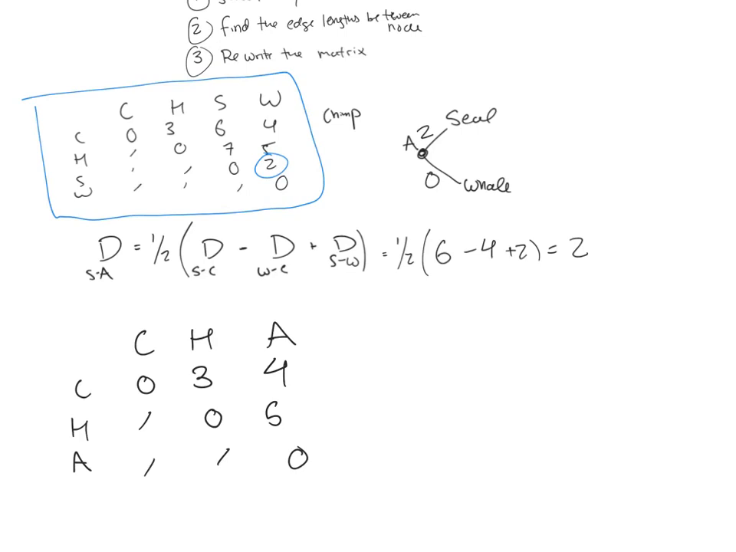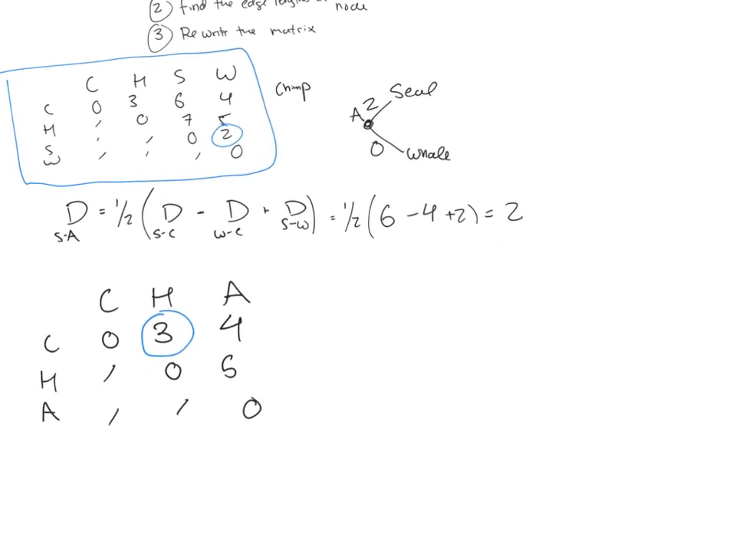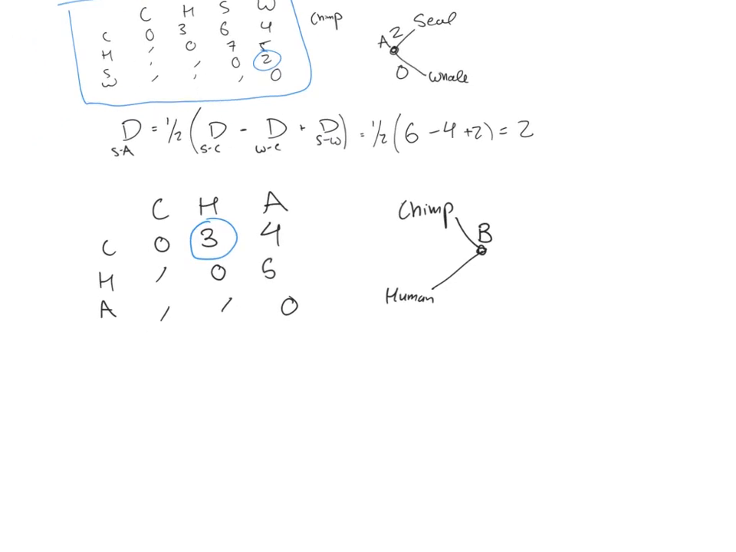We're going to do the same thing as before, where we pick some random connection. So I'm going to pick between chimp and human, and now I'm going to draw that one. So here we have chimp, and I'm going to connect chimp to human, and I'm going to call this node here B. And now, just like before, we need to find this distance.